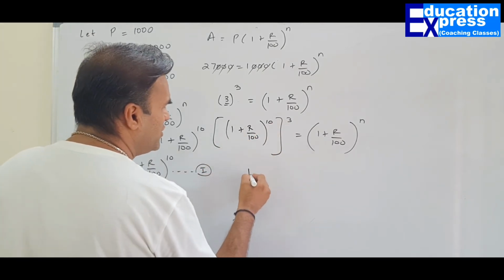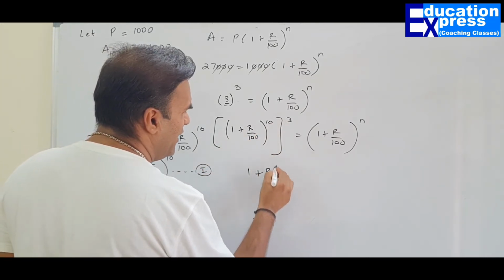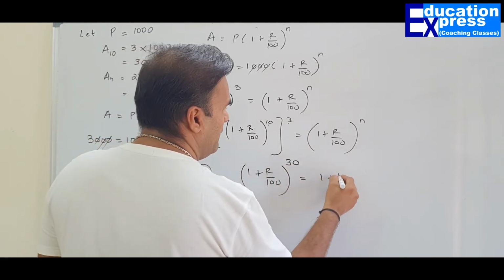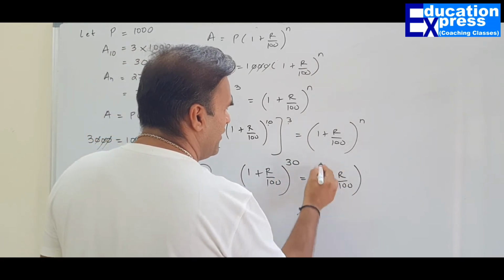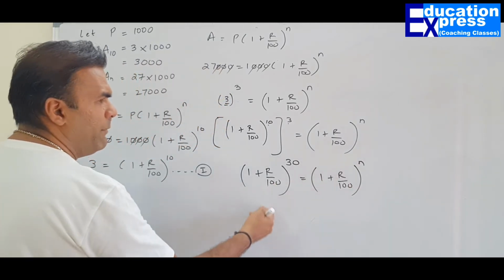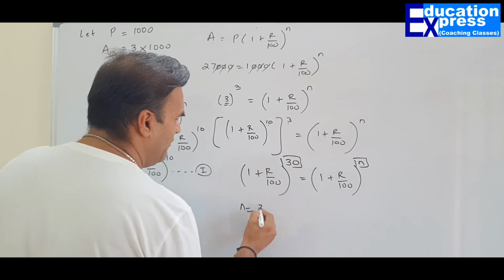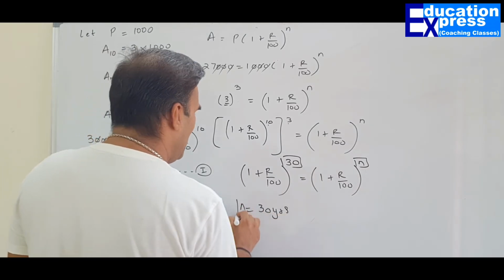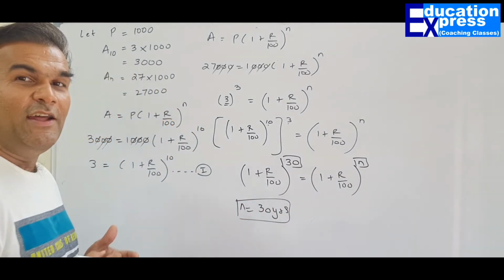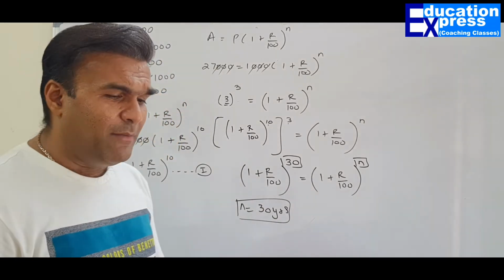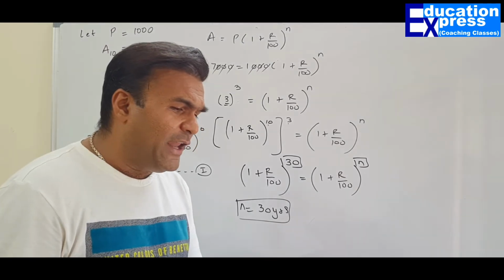So what do you get? 1 plus r upon 100 raised to 10 into 3, that is 30, equals 1 plus r upon 100 raised to n. If you compare both, automatically you get to know n is nothing but 30 years. A similar type of question was done in the previous exercise also. So it was more or less the same type of question. Let us move on to the next question.